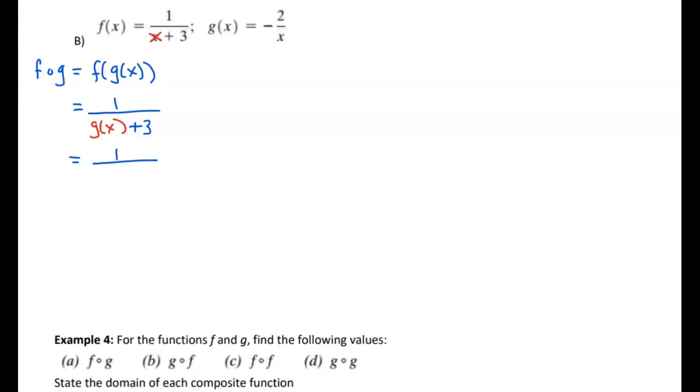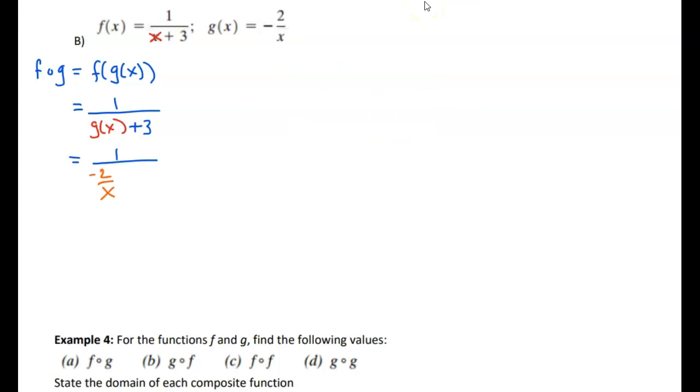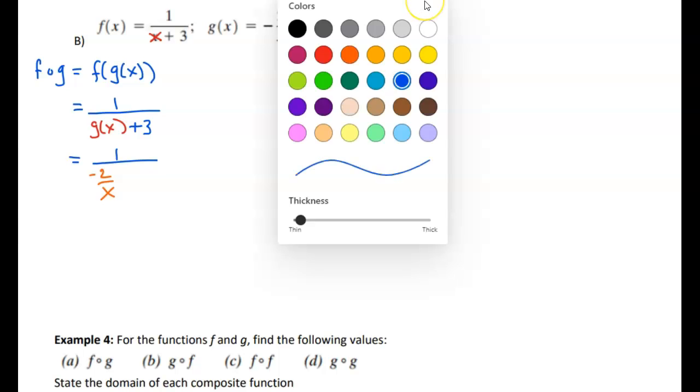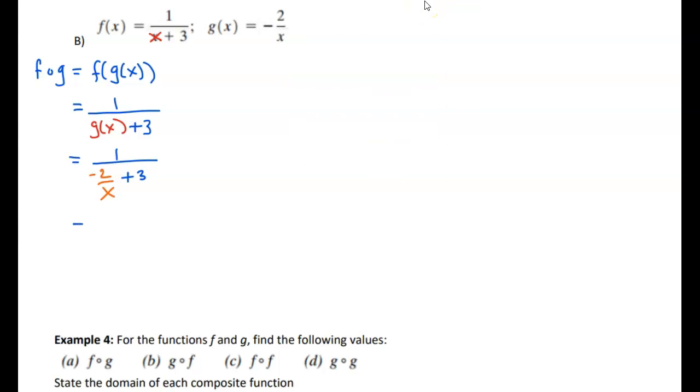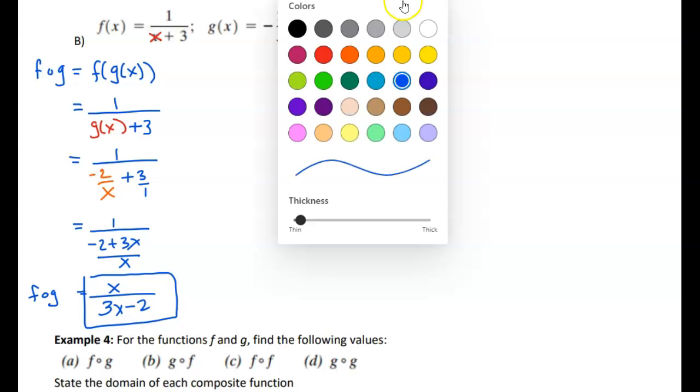So 1 over negative 2 over x plus 3. We got to simplify this. Okay, so find common denominator, 1 over negative 2 plus 3x over x, and do the reciprocal, so x over 3x minus 2. Okay, so this is the composition. That's f of g. Alright, let's look at domains.